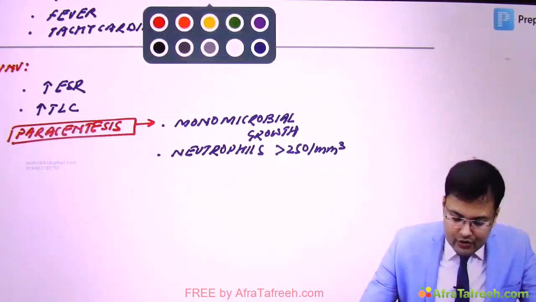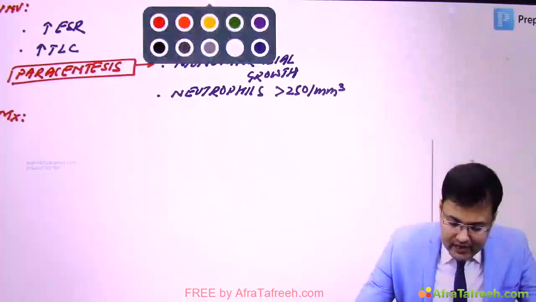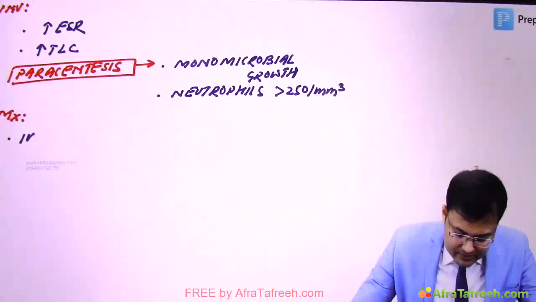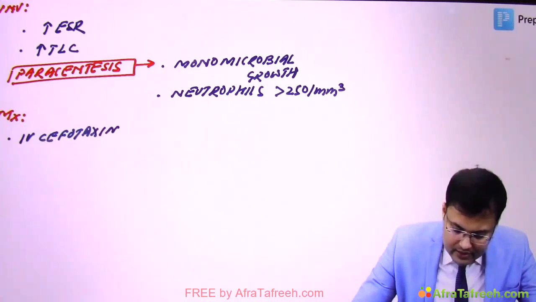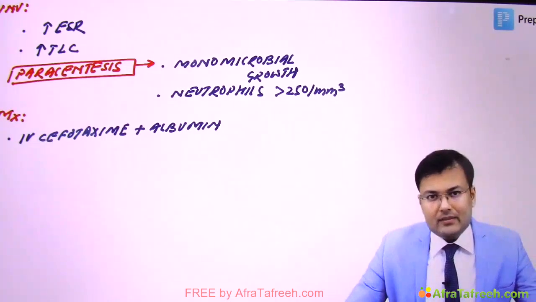So how are we going to treat it? Management. So we give IV cefotaxime, clear, plus albumin. So this is spontaneous bacterial peritonitis.